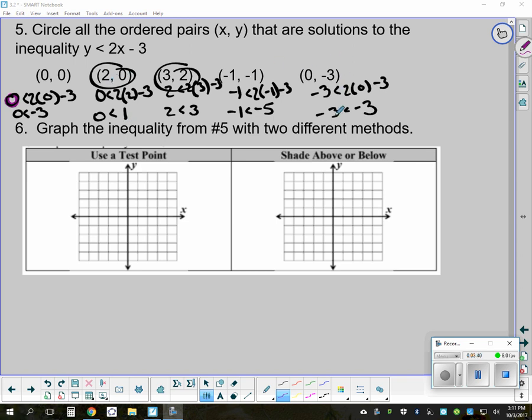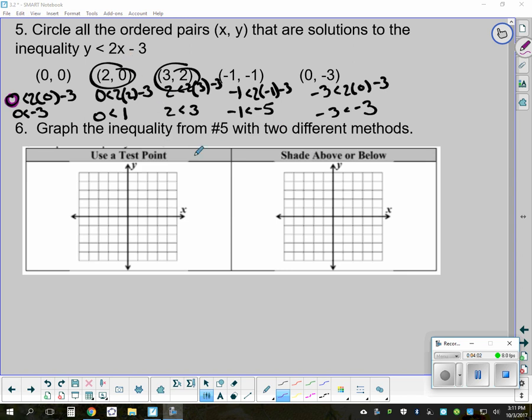You might be tempted to say the last one works, but remember, it's not an equation. We need the left side to be less than the right side. -3 is not less than -3. It's equal. And we don't have an equal to bar underneath that less than symbol, so that does not work. Okay, now we want to graph the inequality.